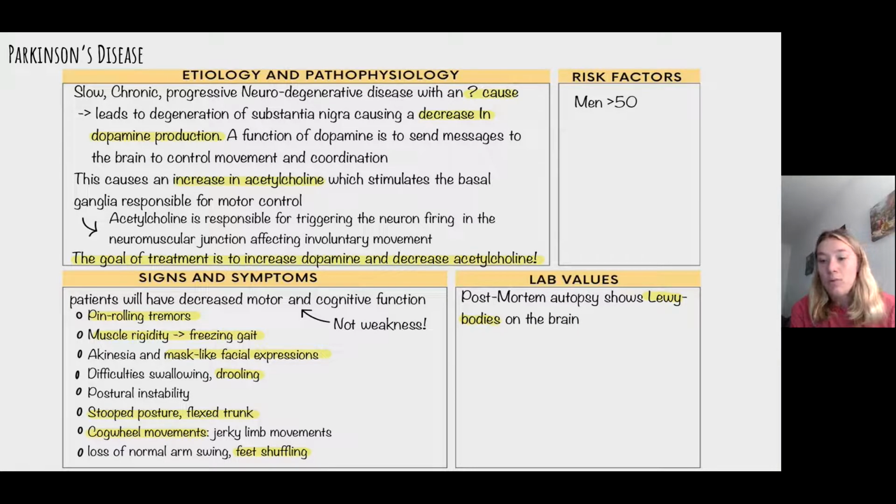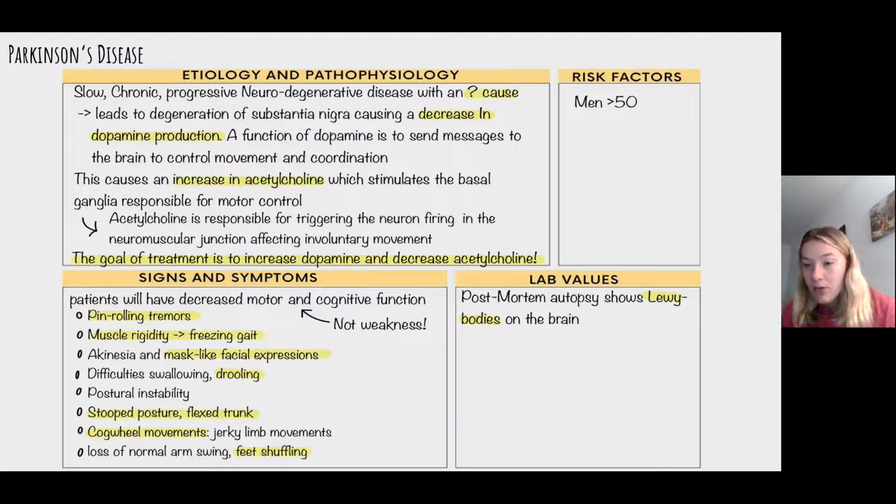So what happens? We really don't know what the cause of Parkinson's disease is. All we know is that it's a degenerative disease causing a decrease in dopamine production. So what's the function of dopamine? Dopamine helps send messages to the brain to control our movement and coordination.